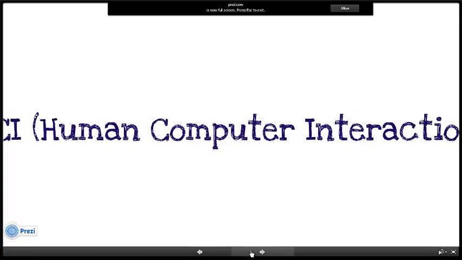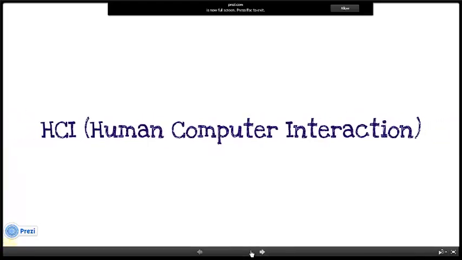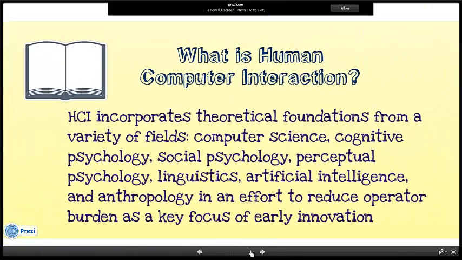We are going to be talking to you tonight about human-computer interaction, also known as HCI. HCI is a division of information technology that focuses on the relationship between people and machines. HCI incorporates theoretical foundations from a variety of fields: computer science, cognitive psychology, social psychology, perceptual psychology, linguistics, artificial intelligence, and anthropology, in an effort to reduce operator burden as a key focus of early innovation.